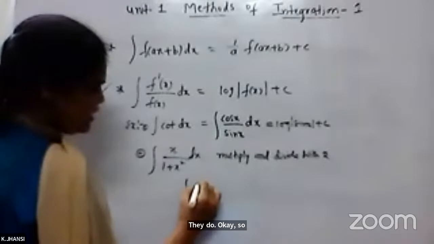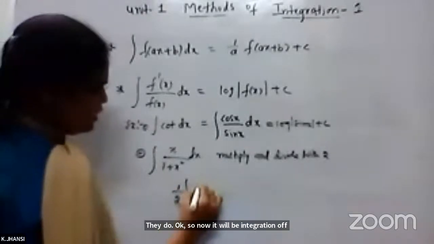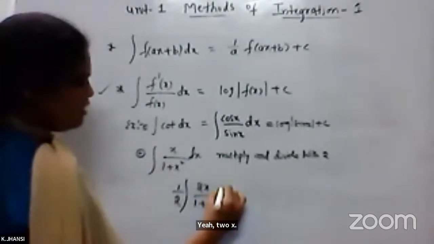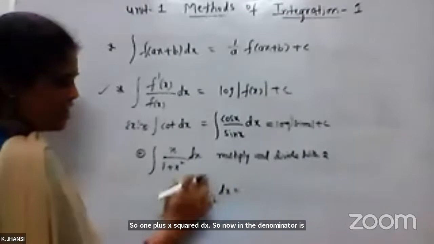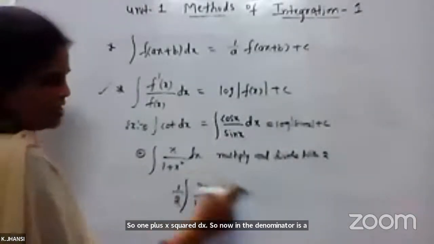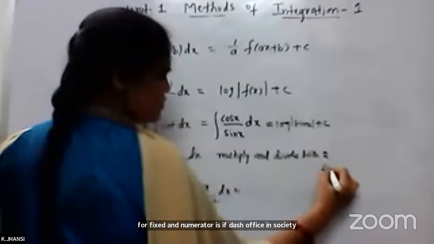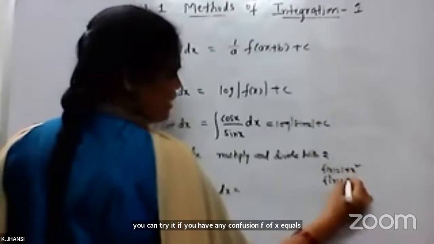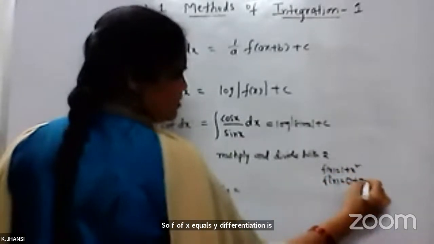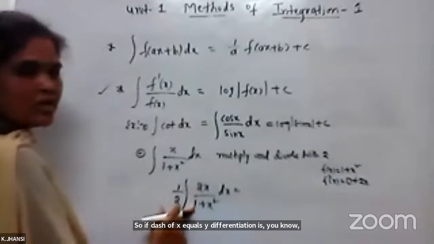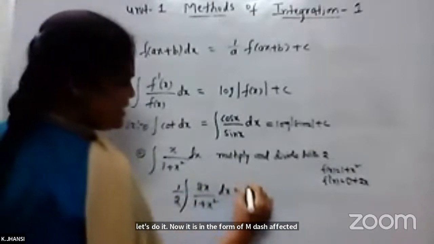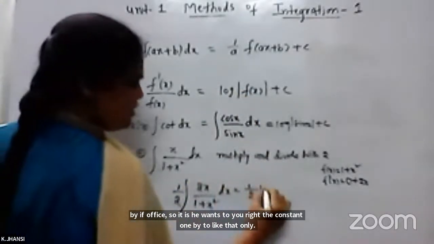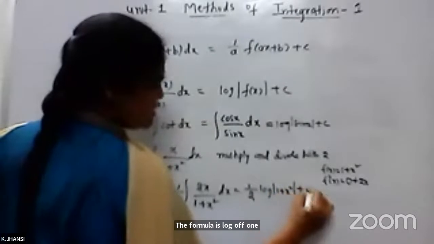So now it will be the integration of 1 by 2, 2x upon 1 plus x square dx. Now in the denominator is f of x and the numerator is f dash of x. At the side you can write, if you have any confusion, f of x equals 1 plus x square. So f dash of x equals 0 plus 2x. Now it is in the form of f dash of x by f of x. So you write the constant 1 by 2 like that only. The formula gives log of 1 plus x square plus c.